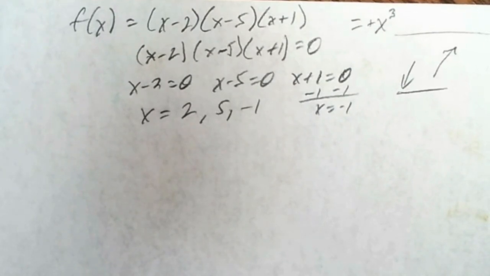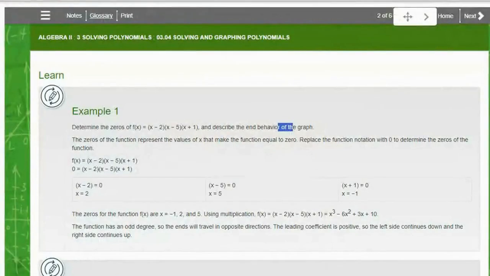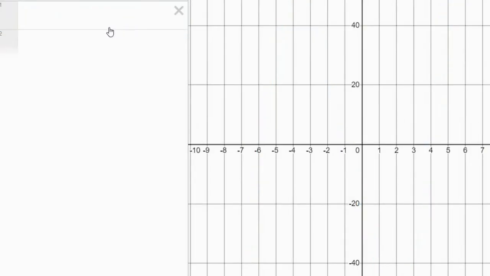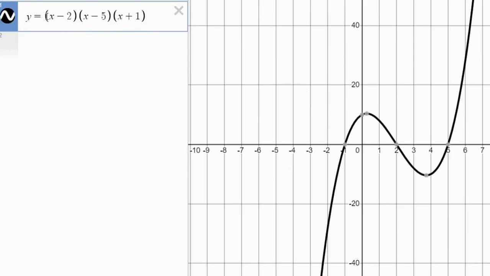And if we graph that, we can graph it in factored form. We don't think about doing that very often. Y equals x minus 2 times x minus 5 times x plus 1. Look, there it is in factored form. Look, there's our three zeros, negative 1, 2, and 5. That's exactly what we came up with. So graphing it's going to tell us the same thing.